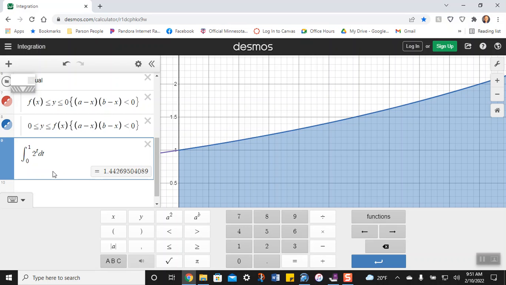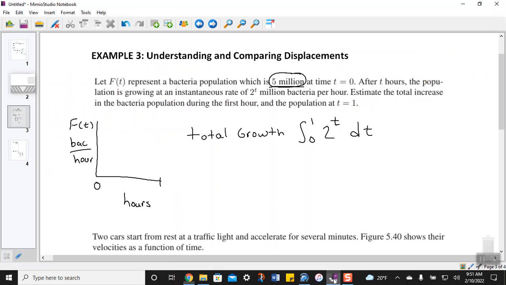1.44. And that would be measured in millions. So how many bacteria were added? 1.44 more. How many did we start with? 5 million. How many more did we add on to that? 1.44. So we started with 5, and the total integral here was 1.44 million.